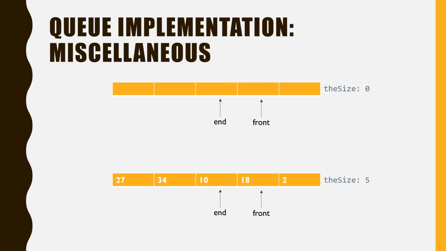Second, I would like to note that the index configuration for an empty queue is identical to that of a completely full queue. Specifically, the end index is one position before the front index in both cases. The only information we can use to distinguish these two cases is the size of the array. As a result, keeping track of the size is important for the correct implementation of the circular array.